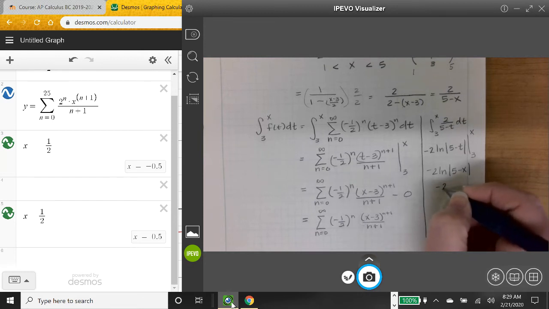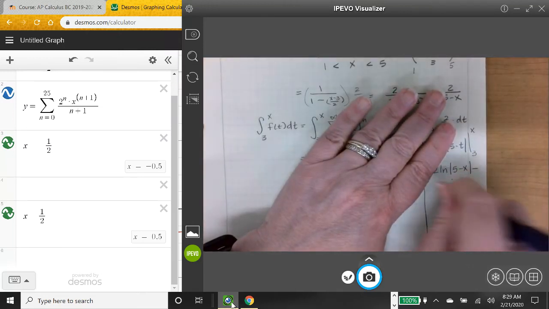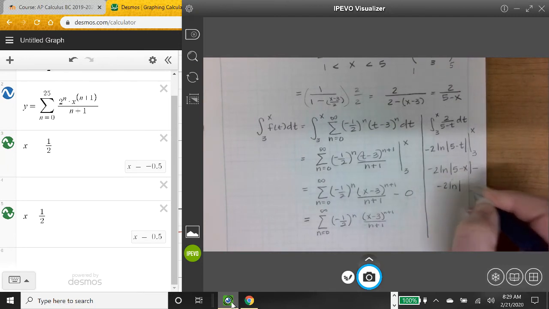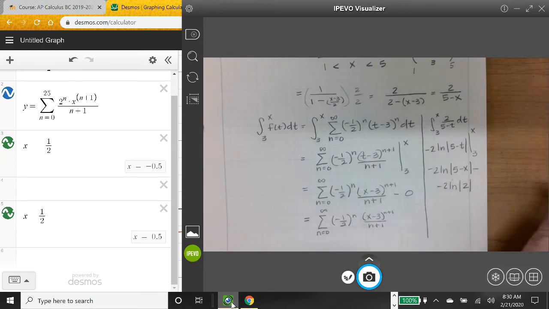Minus 2, this is minus. The natural log helps if I write right. Natural log of the absolute value of 2. Fascinating. All right, so let's see what happens when we do it on Desmos.